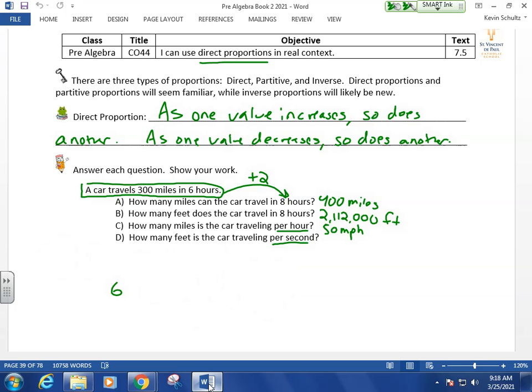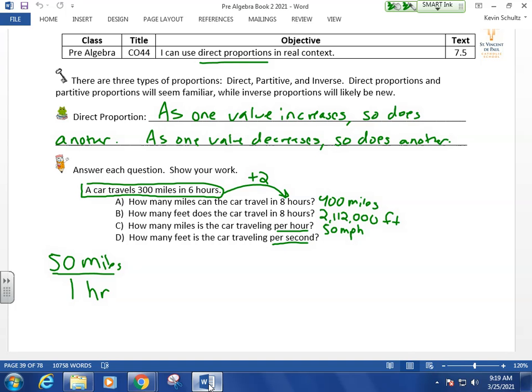So let's start with letter C there, 50 miles per hour. Okay, we want to get down to seconds. How do we move from hours to seconds? You think back to CO43, when we climbed up units, when we went from seconds to minutes to hours, we multiplied in our scale factor. So now we're kind of climbing down the ladder, right? We're going from hours to minutes to seconds. So what are we going to need to do here, Maggie? We're going to need to divide.